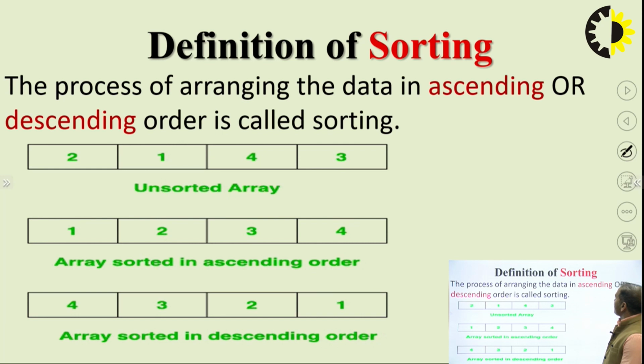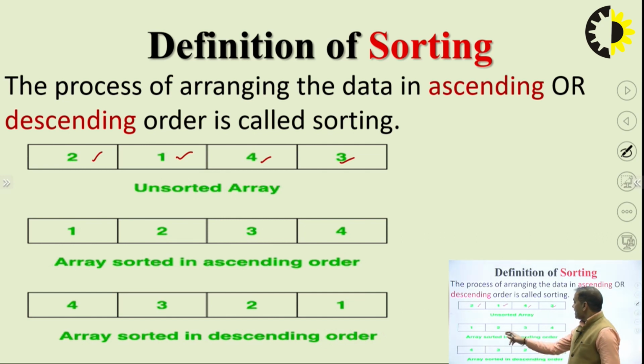First, the definition of sorting. The process of arranging the data in ascending or descending order is called sorting. I have an example. Here the elements are 2, 1, 4 and 3. We want to sort in a particular order, which may be ascending or descending. According to our need, we have to sort the array in ascending order or descending order.